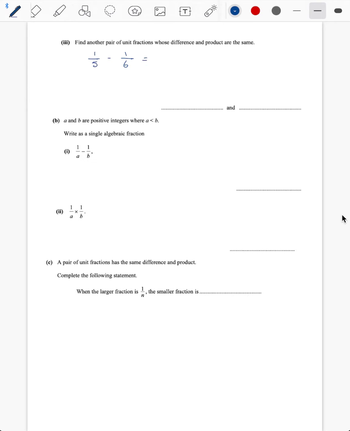will equal, let's just see if this works. We're going to have to be over 30, and there's going to be 6/30 minus 5/30, which is 1 over 30. And yes, 1 over 5 times 1 over 6 is equal to 1 over 30. So what's it asking? Find another pair of unit fractions, so I need to write the unit fractions that I've used. 1 over 5 and 1 over 6.